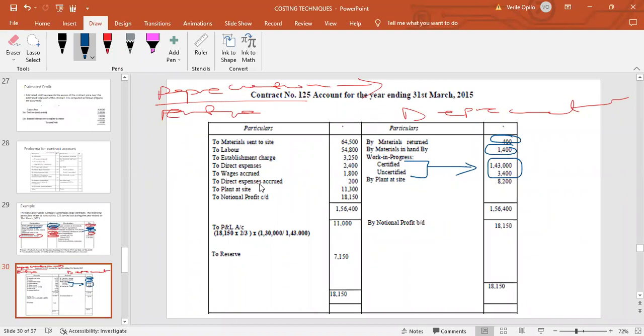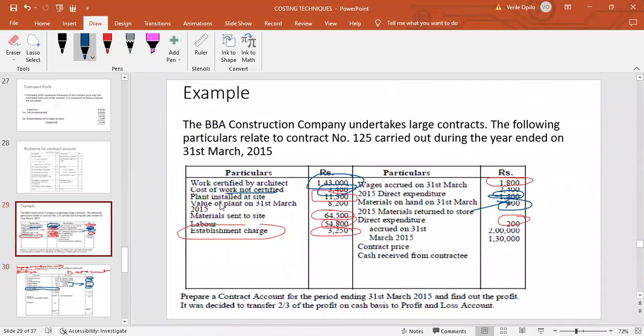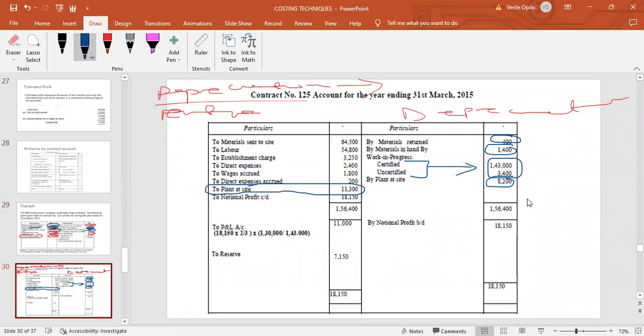When you include the total cost of the item of non-current asset on the debit side, what you include on the credit side is the written down value. In this case, we're told that at the close of the financial year, the company had a written down value for this asset of 8,200. So we come here and include the value of 8,200.